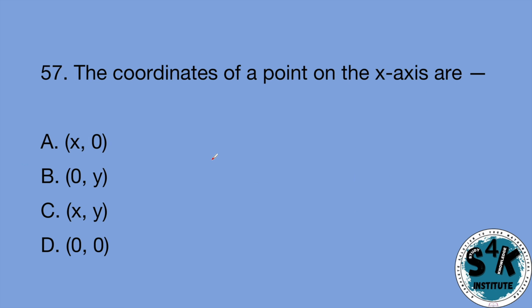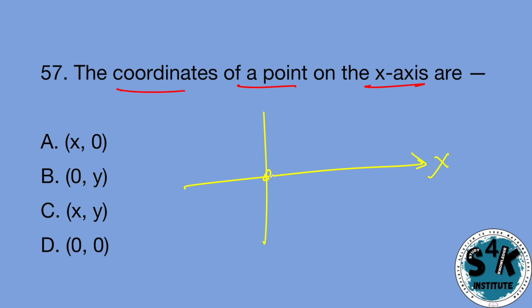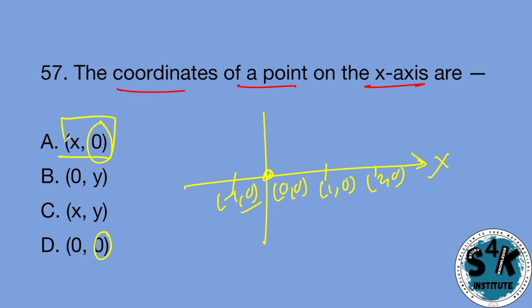Okay, let's move to the next question. The coordinates of a point on the x-axis. So anything lying on the x-axis, how will it look? Since at the origin we have (0, 0), as we proceed here we get (1, 0), (2, 0), like (-1, 0), like that. So on the x-axis we always have y as 0. It can be anywhere on the x-axis, so it is not only confined to the origin. So the answer is A in this case.